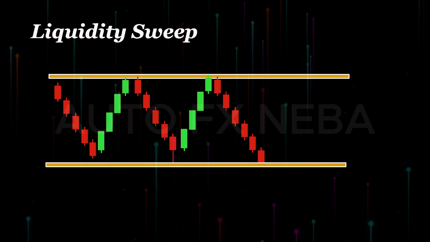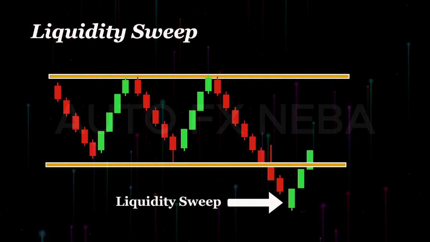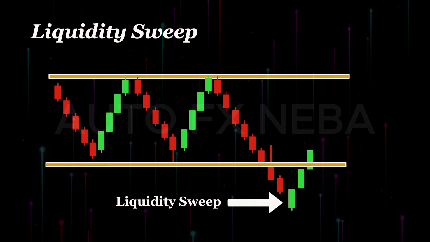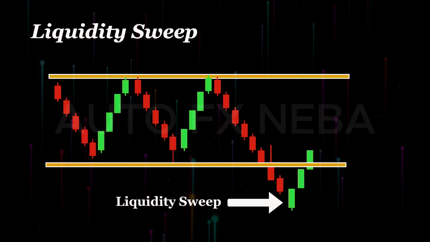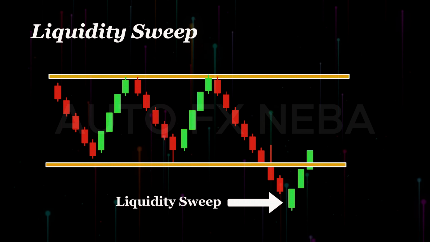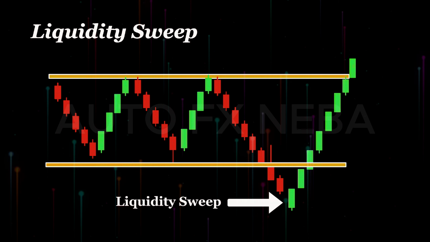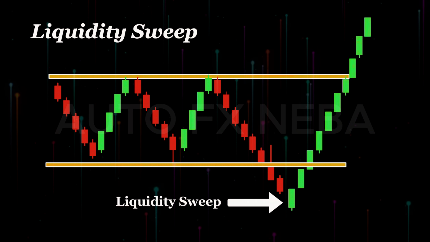Liquidity sweep. A liquidity sweep happens when price breaks below a key support level, only to snap back into the range moments later. This false breakout is no accident. It's a move designed to trigger stop losses and trap breakout traders. Once smart money collects enough liquidity, the market quickly shifts direction. That's the start of the acceleration phase, the real move.